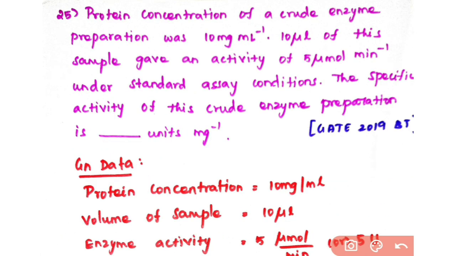The next question: the protein concentration of a crude enzyme preparation was 10 mg per ml. So your protein concentration in your sample is 10 mg per ml. Then 10 microliter of this sample gave an enzyme activity of 5 micromole per minute. You are taking 10 microliter from this preparation. So the volume of your sample is 10 microliter. Then it gives an activity of 5 micromole per minute.